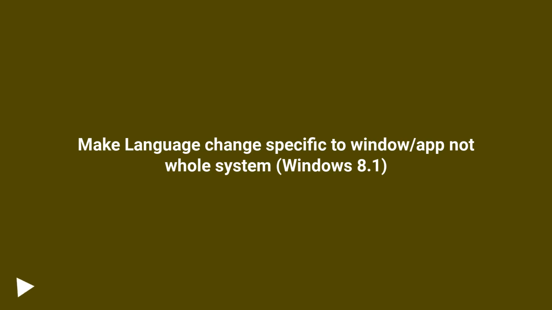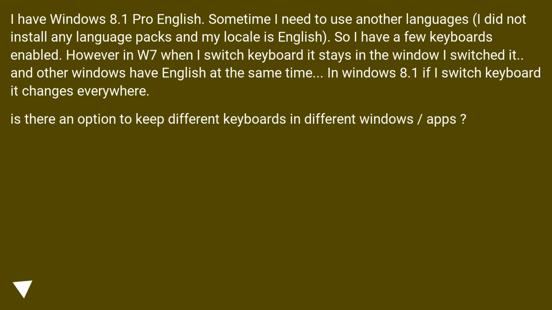Make language change specific to Windows/app, not the whole system, in Windows 8.1. I have Windows 8.1 Pro English. Sometimes I need to use other languages. I did not install any language packs and my locale is English.